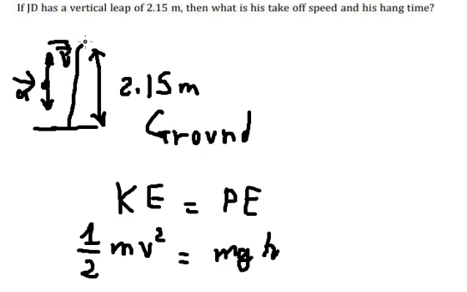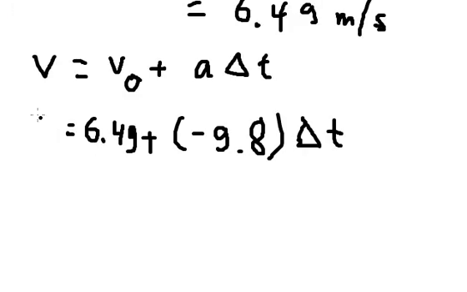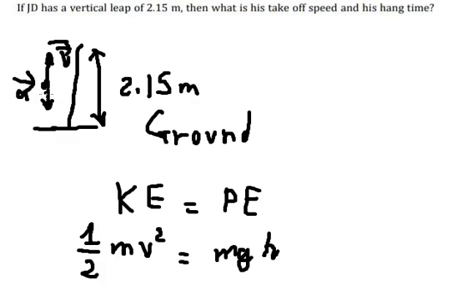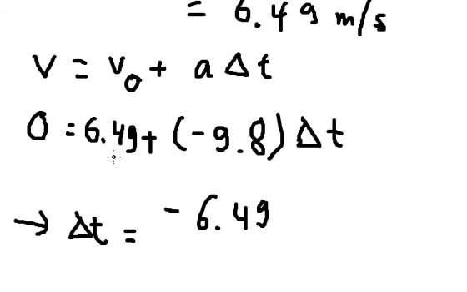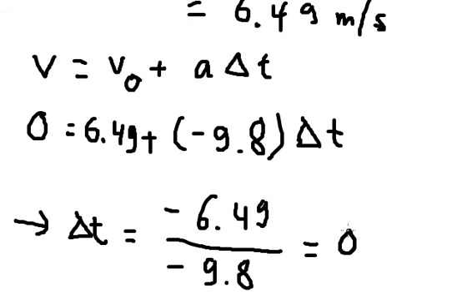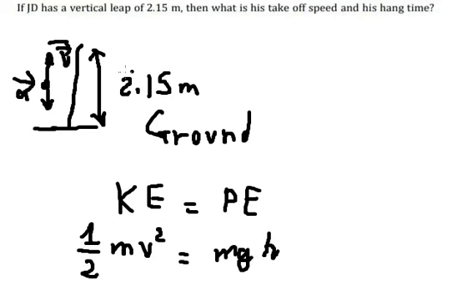We know that at the top, the velocity equals 0. We need to find delta t from the start to the highest point. We move this number to the left, and we divide both sides by negative 9.8. And this gives us 0.66 seconds.